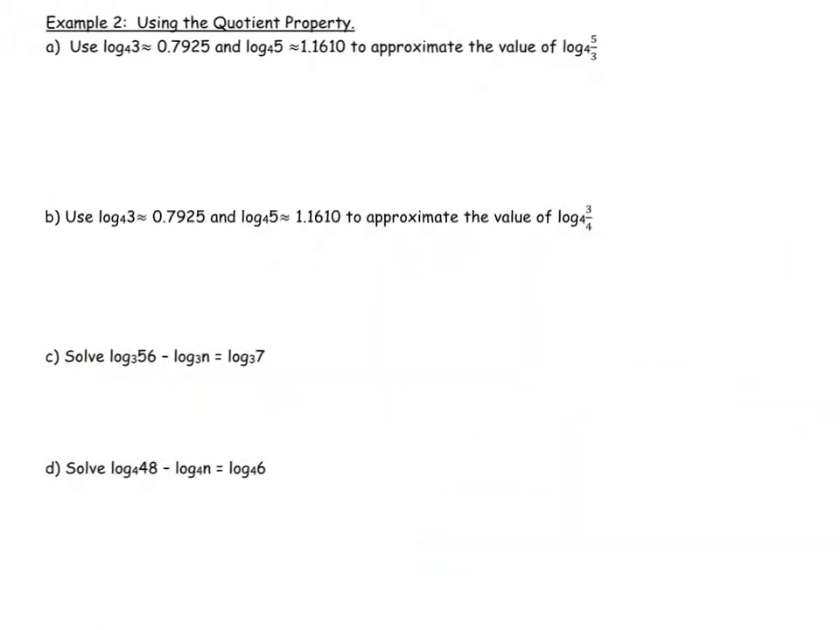In example 2, we're going to be using the quotient property. So on A, it says that log 4 of 3 equals 0.7925 and log 4 of 5 equals 1.1610. We're going to use that information to approximate the value of log 4 of 5 over 3. So first, I can go ahead and take that expression, log 4 of 5 over 3, and expand it out. I'm going to expand that to log 4 of 5 minus log 4 of 3. So I'm using that quotient property to take division to subtraction. And I'm trying to find out what this equals.